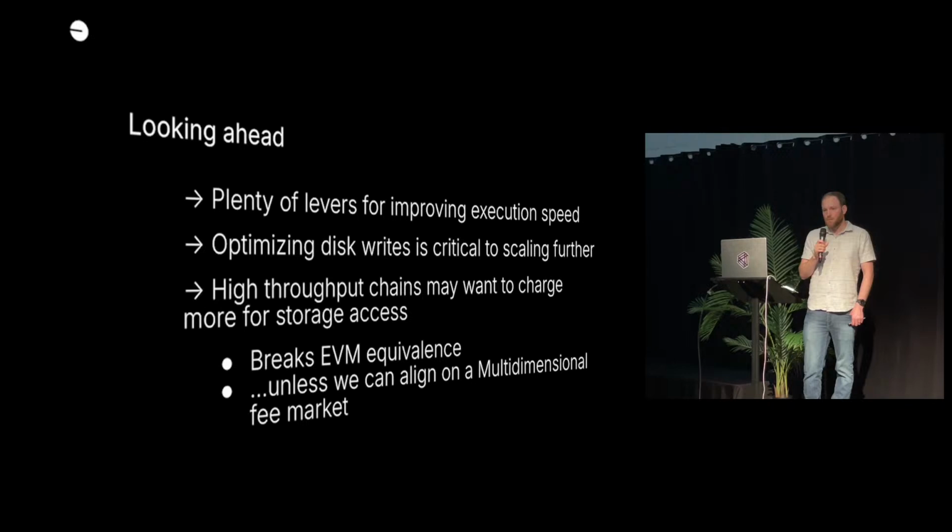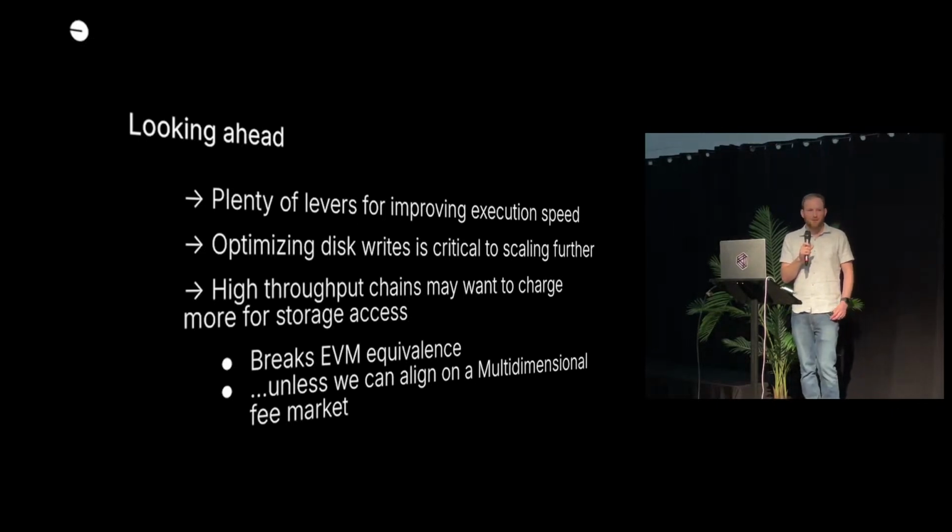So one takeaway here is that high throughput chains probably want to start charging more for storage access. And you can do this with just breaking EVM equivalents. You can just charge more. It's not something we want to do lightly because it's just not great for the developer experience.